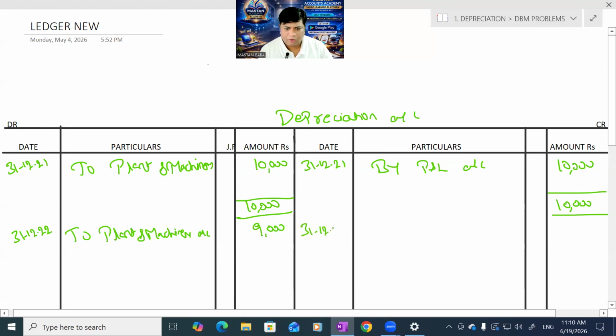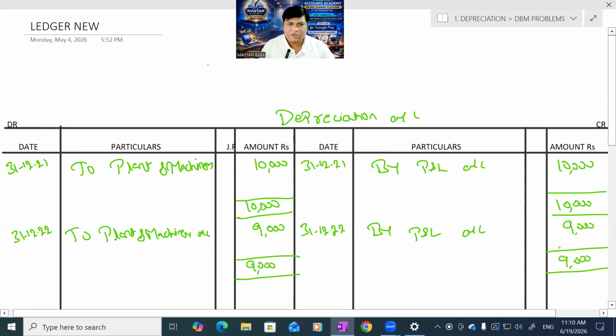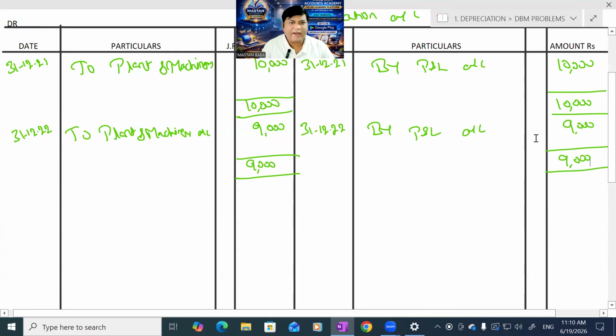So 31/12/2022 by profit and loss account with same amount, 9,000 rupees. Just close the account, 9,000 rupees. And final year, that is third year, the depreciation charged for the plant and machinery is 8,100.